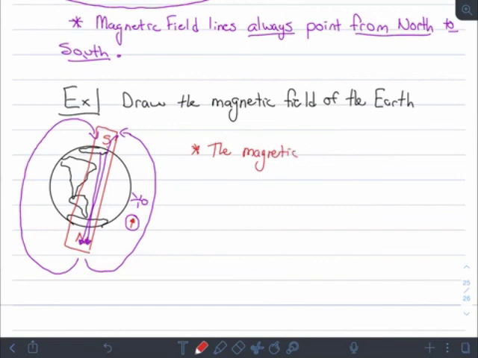So just a couple points from this. The magnetic North Pole of Earth is in Antarctica. That's the best way to describe it in terms of saying that it's at the South Pole. The magnetic North Pole of Earth is way down in Antarctica.